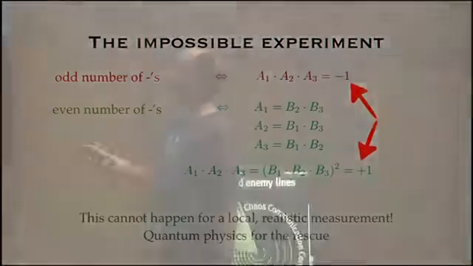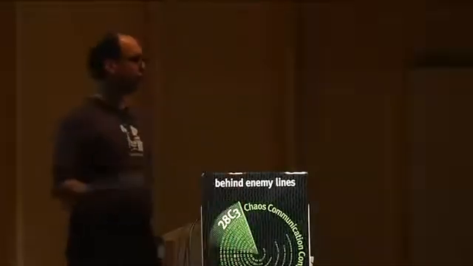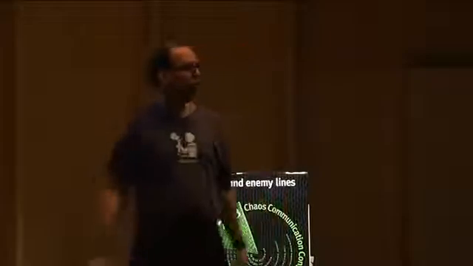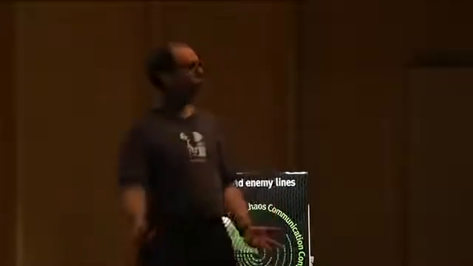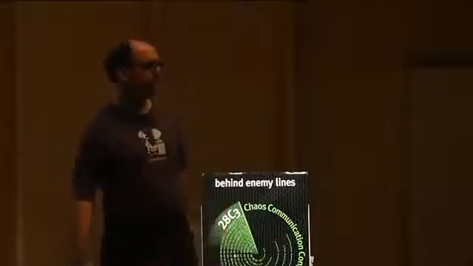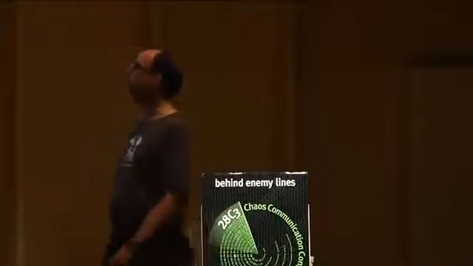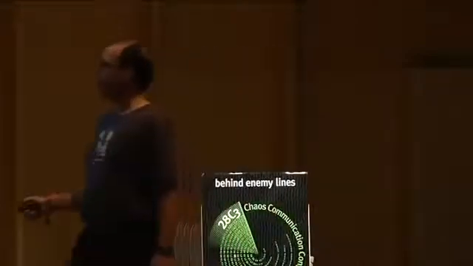You can compute from these experiments the values of the product of 3 A's, and what you compute is plus 1, but when you actually measure it, it's minus 1. Right? Therefore, something is wrong. This cannot be true, that there are these variables that have these properties. So in particular, this cannot happen for local, realistic measurement.